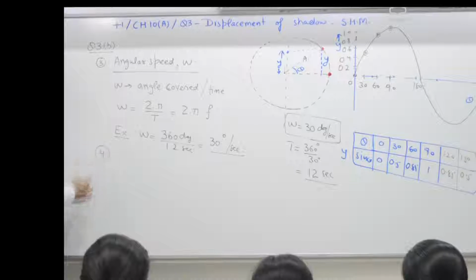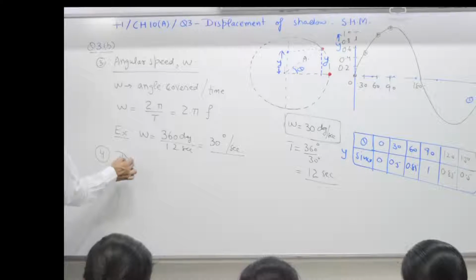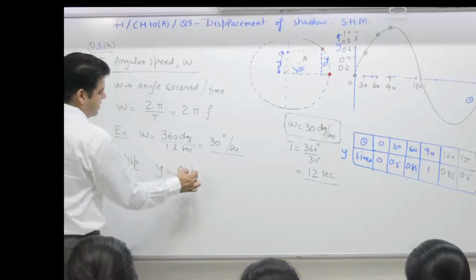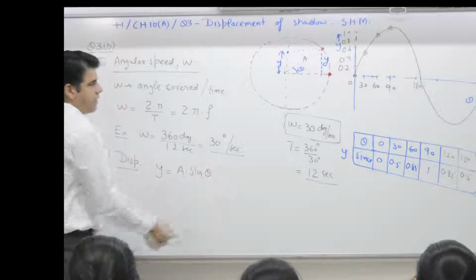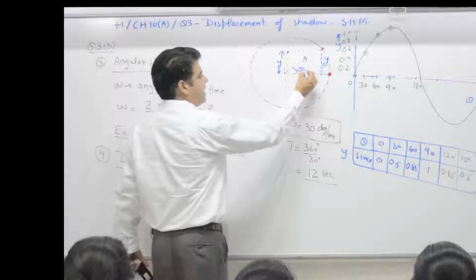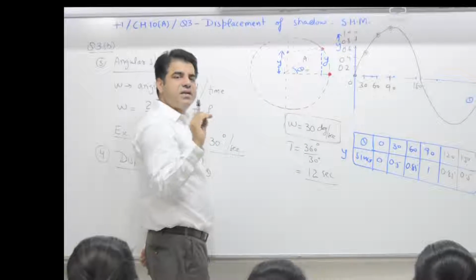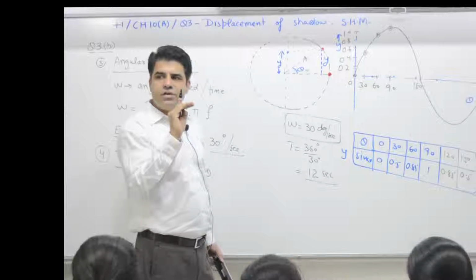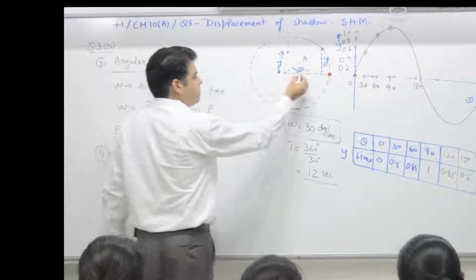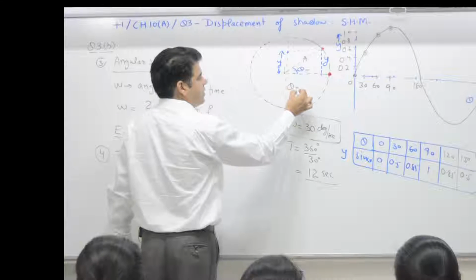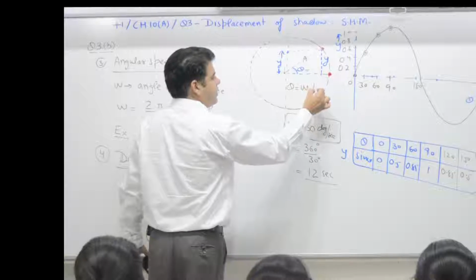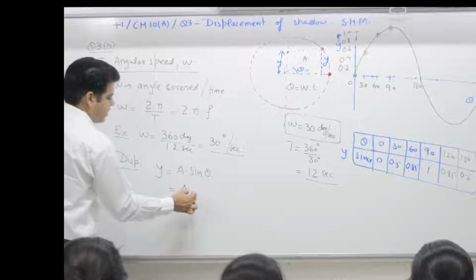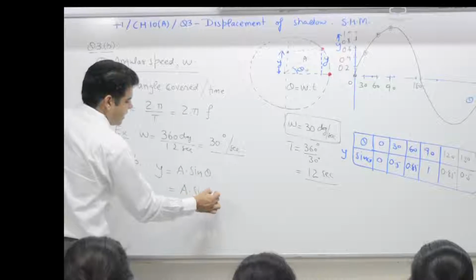Last part, displacement. That you have already written, y is equal to a sine theta. Angle covered is equivalent to what? Displacement in linear: displacement is equal to velocity into time. Theta, angular displacement, is equal to omega into t. So y is equal to what? y is equal to a sine omega t.